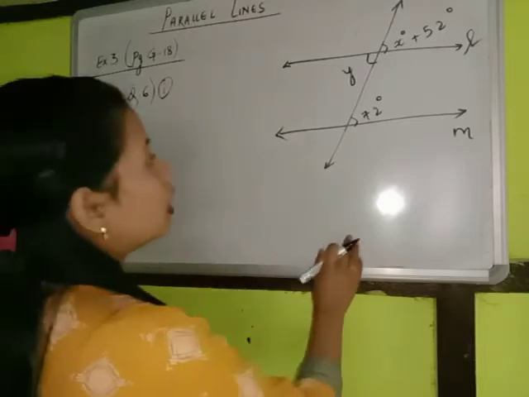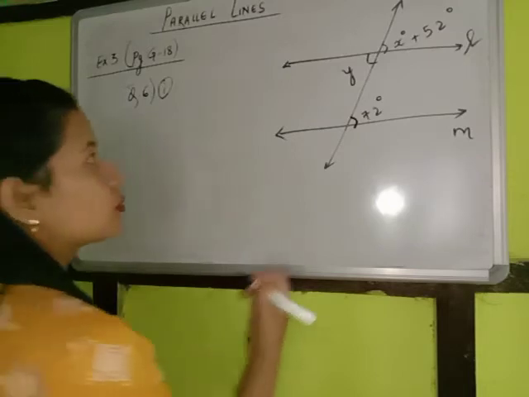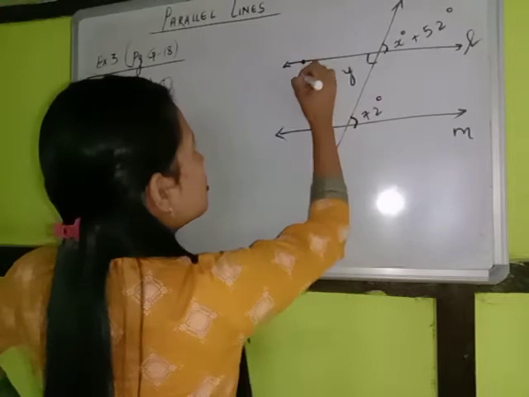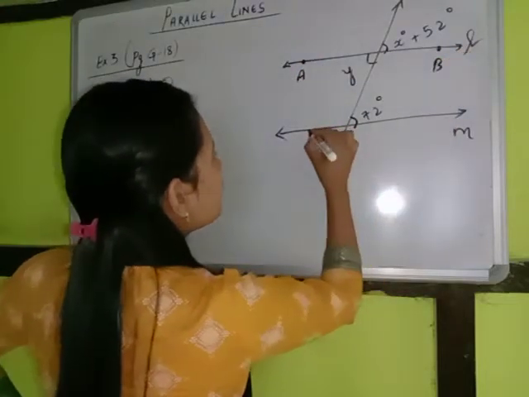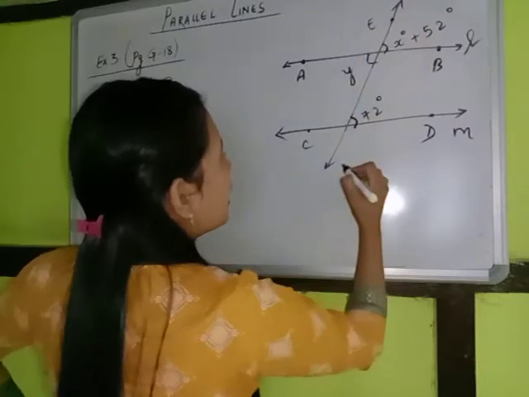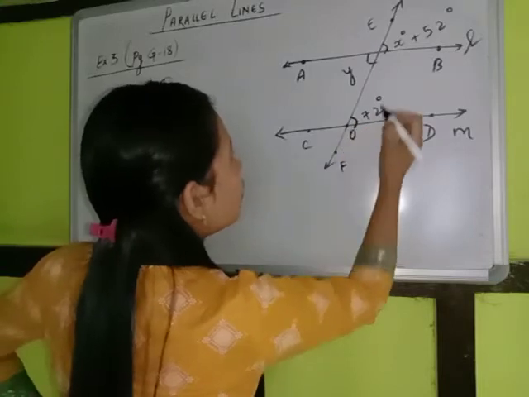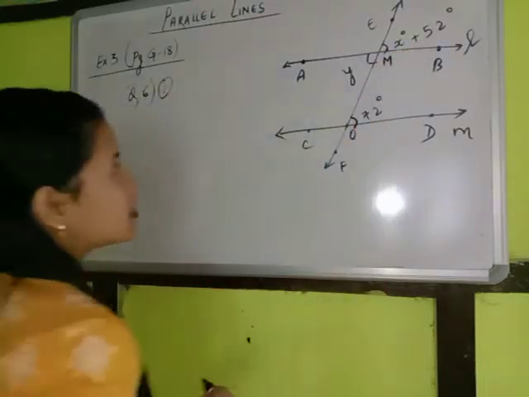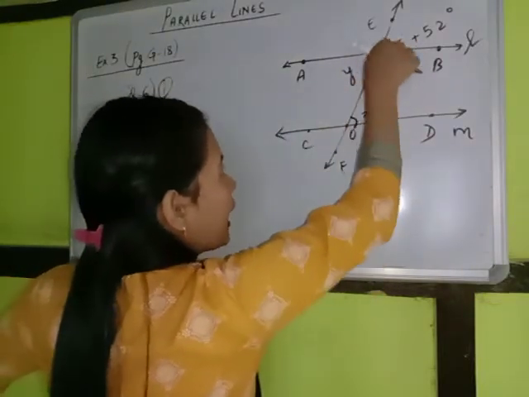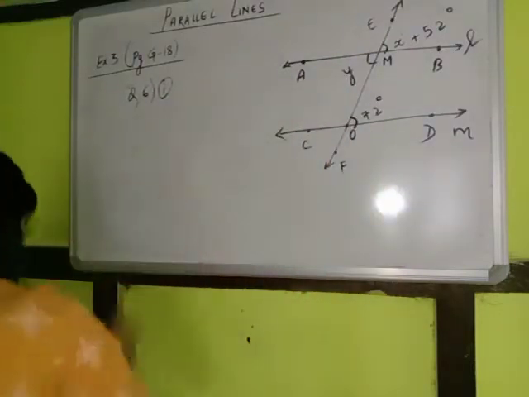Let me give certain names for my convenience. Children, we can name these, there is no problem in naming. So this is A, B, and this is EF. And this point, let me write it as O. And let me name this as M. Now, if you see these two angles, angle EMB and angle MOD.